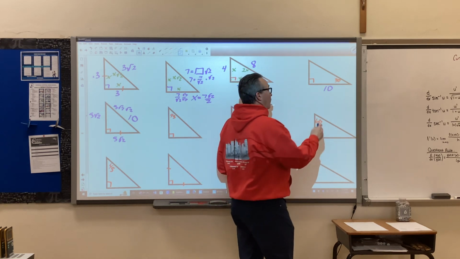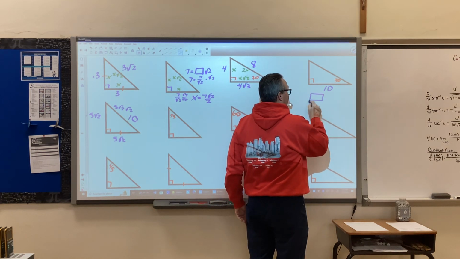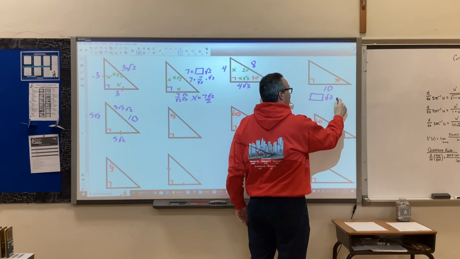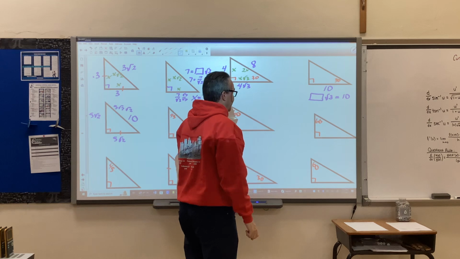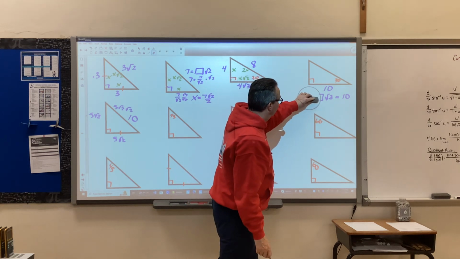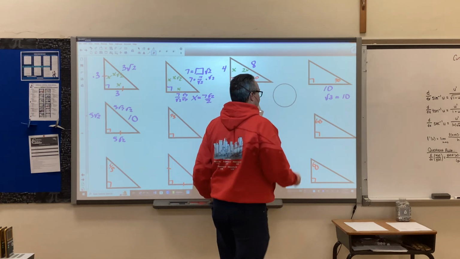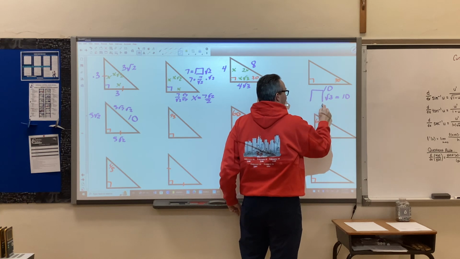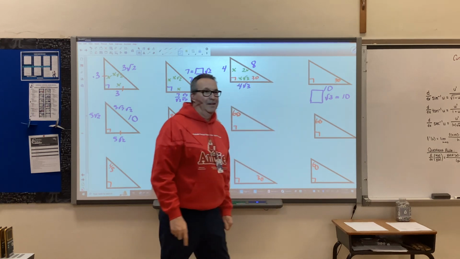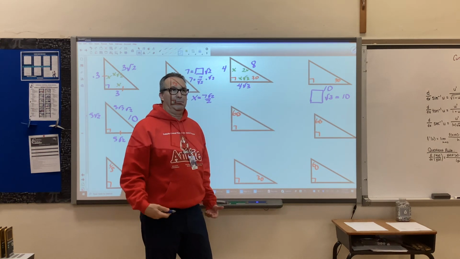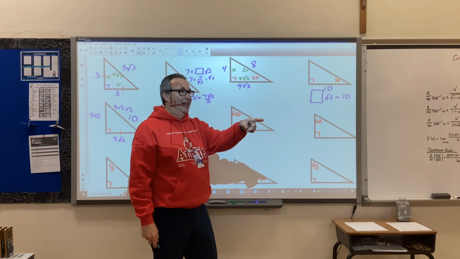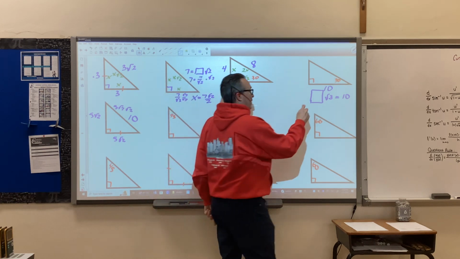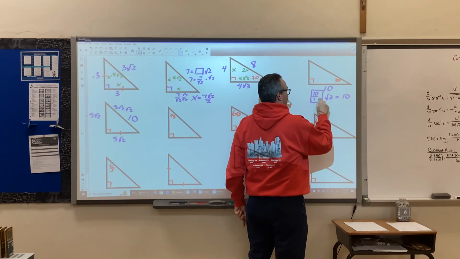So we're trying to figure out what number do you multiply by the square root of 3 to get 10. I want my last fraction. What number do you multiply by the square root of 3 to get 10? Say it. 10 over the square root of 3, right, 10 over the square root of 3.